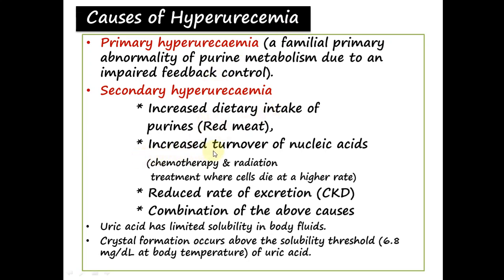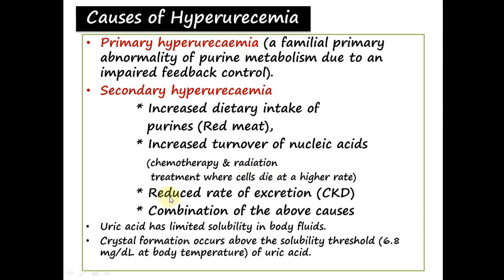There may be increased turnover of nucleic acids in the body. For example, during chemotherapy and radiation, there is exaggerated and excessive cell death. And as a result, when the cells die, the nucleic acids are released, and the purines and pyrimidines of the DNA and RNA are broken down, and the purines that contain guanine and adenine are converted into xanthine and later on converted into uric acid.